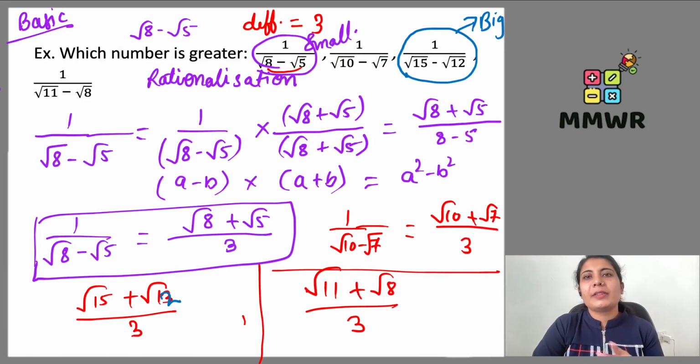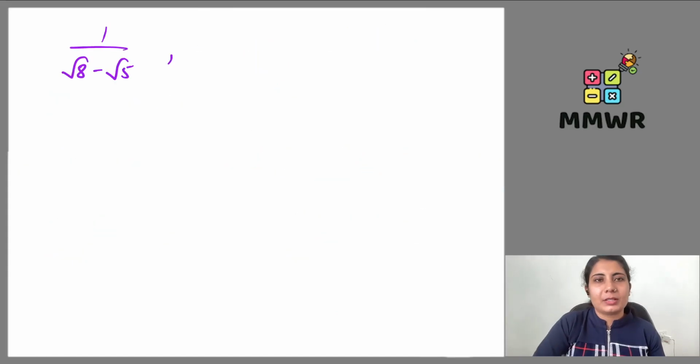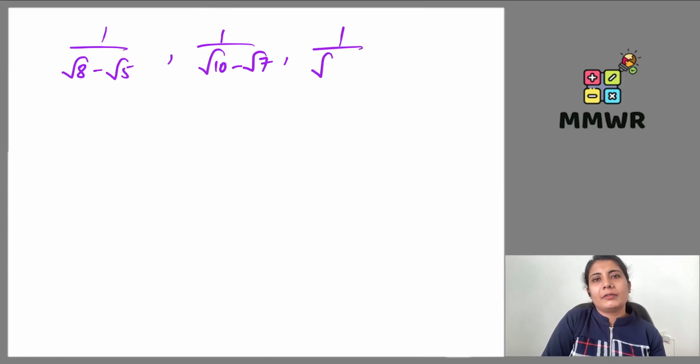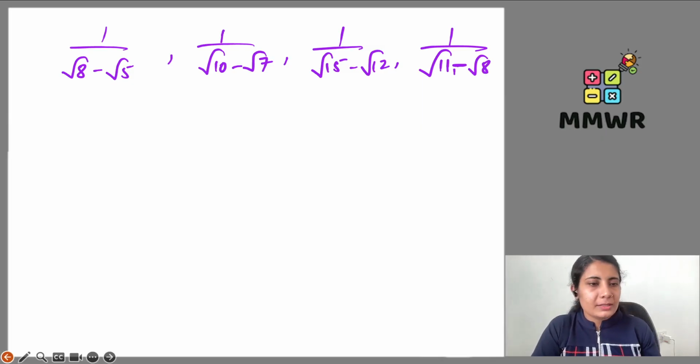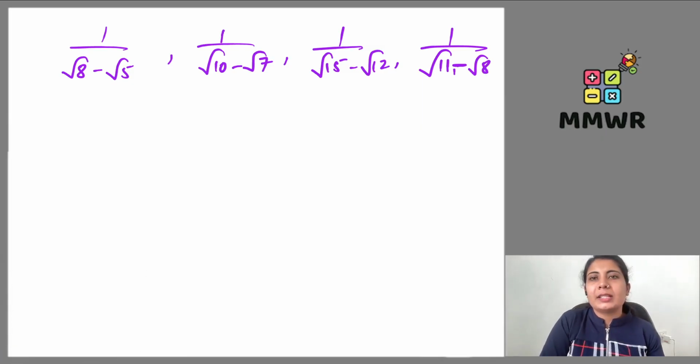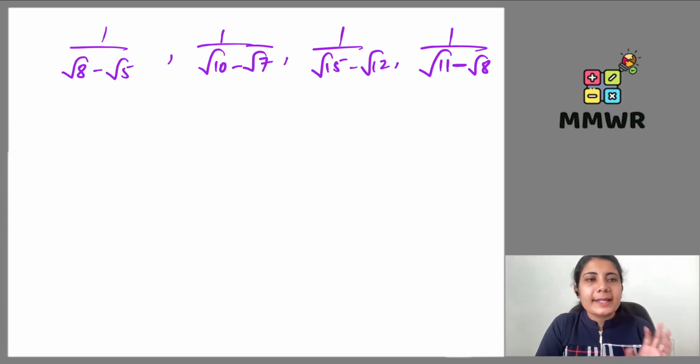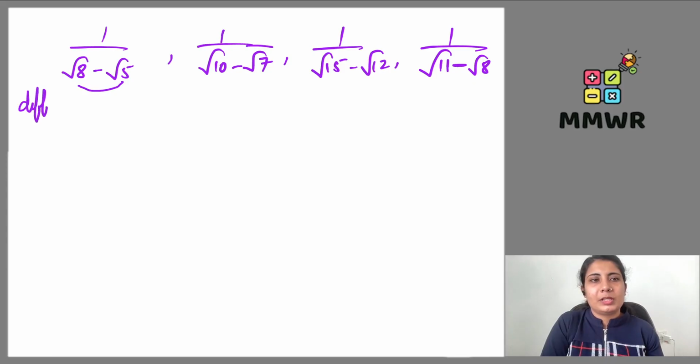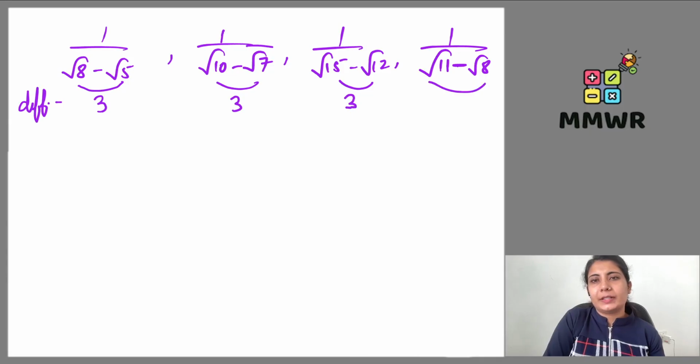10, 7, 15, 12, 11, 8. After getting it, what will we be doing? ये जो मिल गया इसके बाद में हम चेक कर रहे हैं डिफरेंस इज सेम. Difference is 3, 3, 3, 3.